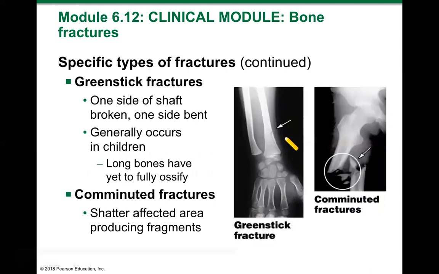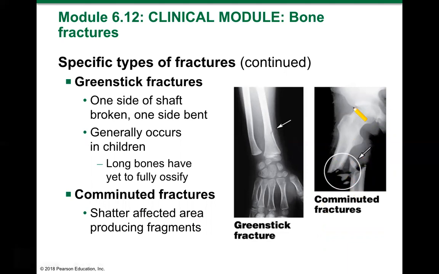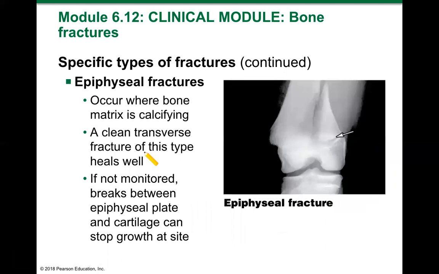Green stick is on one side. Here's a common green stick one. This is very common in kids as well because it's a little break and they're hardcore running, playing, jumping, whatever. And the long bones have yet to ossify, so that's common. And then there's a comminuted fracture, which is a shattering of an area, and this just looks so painful. This is the hip bone over here. This is the femur, and that just looks terrible. I gotta get past that.